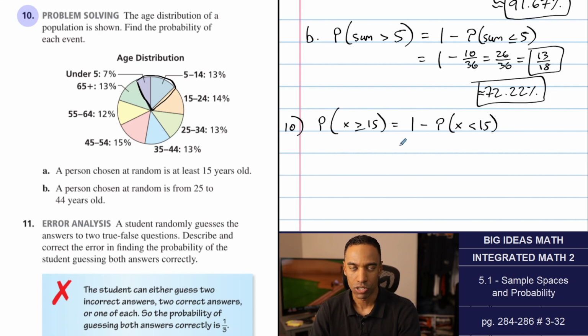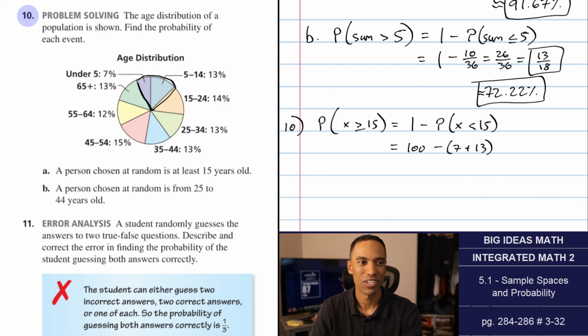I'm just putting X as age. Which is 1 minus, and that's the sum of these two guys here. 7%, excuse me, I'll say 100. I'll say 100 in this case. 100% minus 7 plus 13.